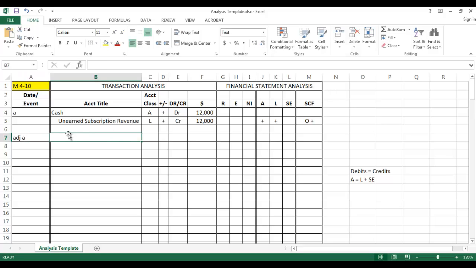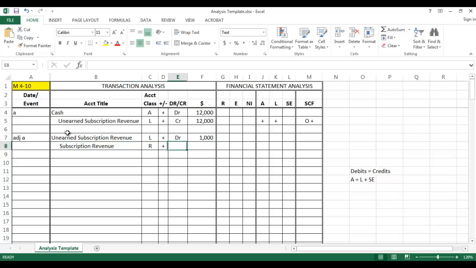So the adjustment at the end of January needs to take into account the work we've done, the subscriptions we provided for January. So we received payment for 12 months worth of subscriptions for $12,000. So that means each month's worth is $1,000. And at the end of January now, we would have earned $1,000 worth of that revenue. So what we'll do each month is book a decrease to the unearned subscription revenue account, debiting it for $1,000 and crediting subscription revenue.